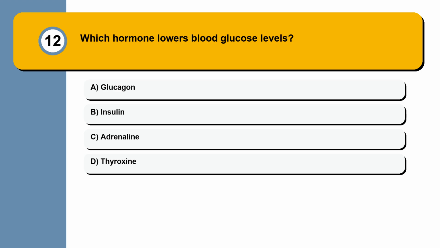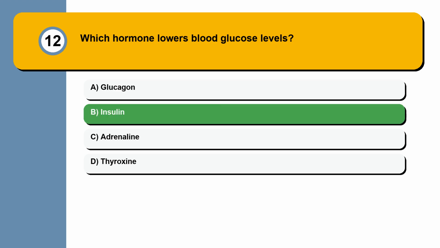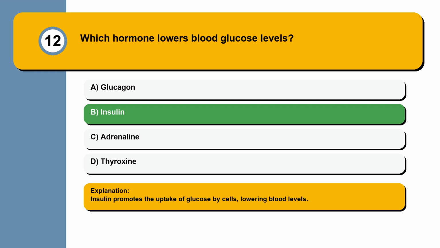Question 12. Which hormone lowers blood glucose levels? Glucagon, insulin, adrenaline, thyroxine. Insulin promotes the uptake of glucose by cells, lowering blood levels.